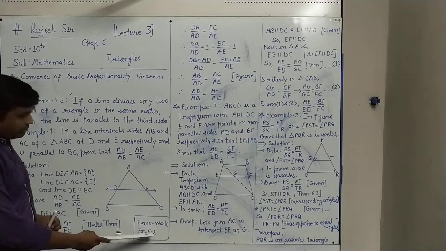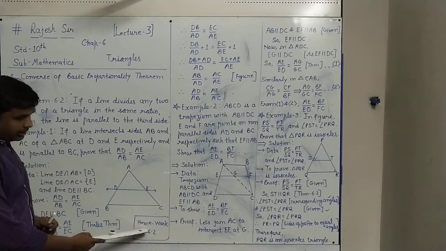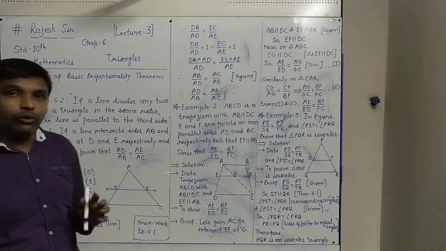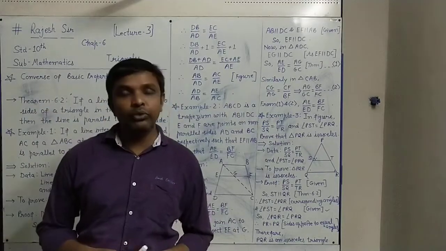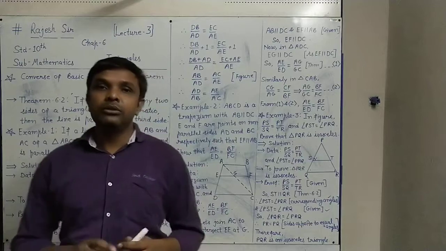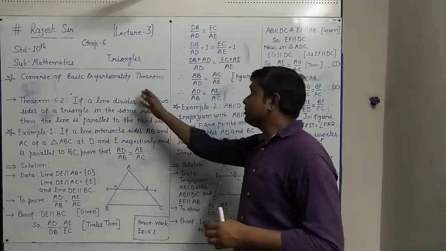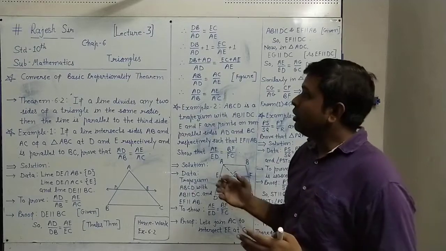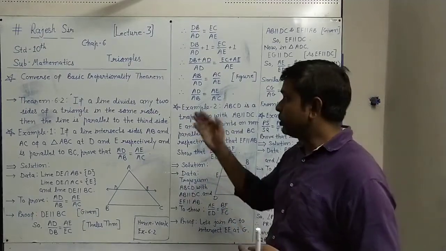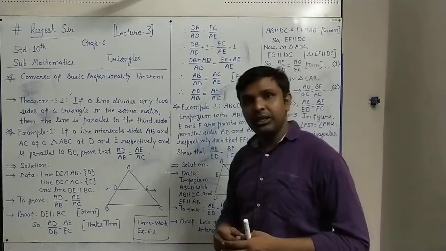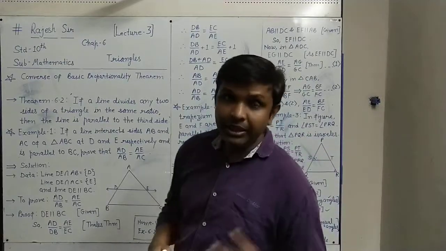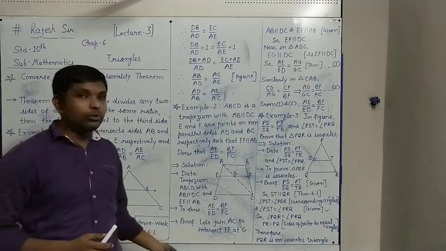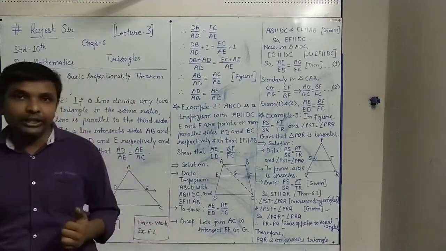You are suggested to do exercise 6.2 as homework. Your homework is to complete exercise 6.2, which will be based on two theorems only: the basic proportionality theorem, that is Thales theorem or theorem 6.1, and somewhere you will find theorem 6.2, the converse of the basic proportionality theorem. By the knowledge of these two theorems, we can solve exercise 6.2. So you are given the homework and you complete it.